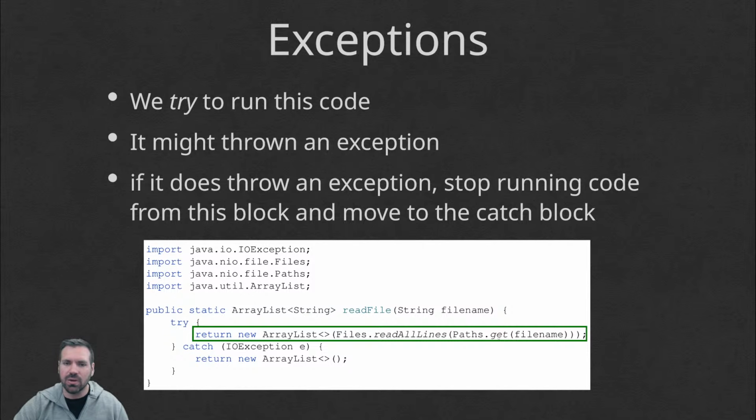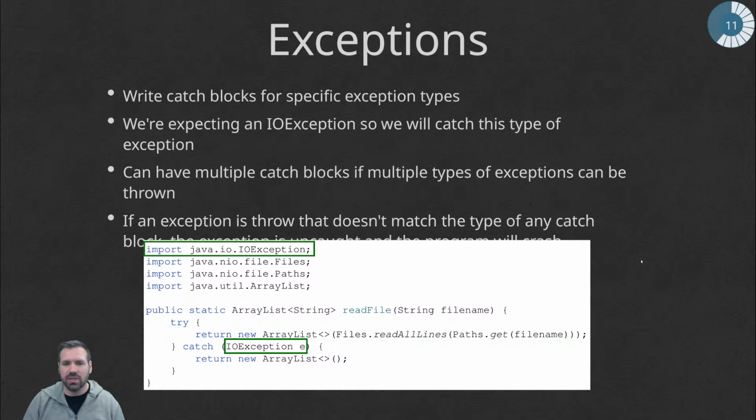So if this throws an IO exception, everything's going to stop immediately in the try block, and then we jump to the catch block. We switch control over to the catch block. I got a messed up slide here. And specifically, we're catching an IO exception. So if an exception is thrown by this code that's not an IO exception, that's still going to be uncaught, and that's going to crash my program.